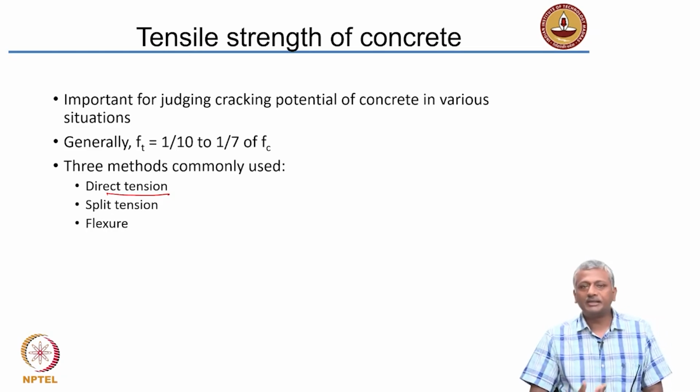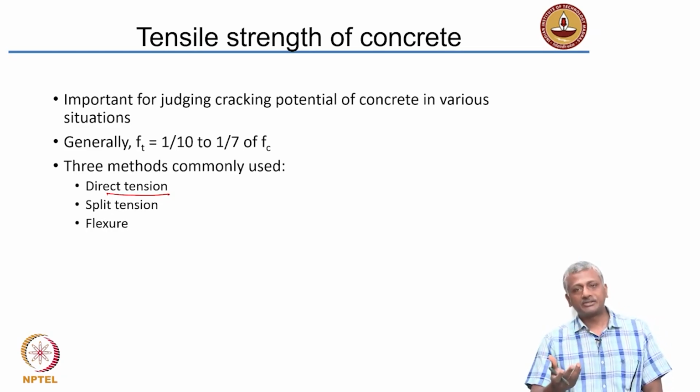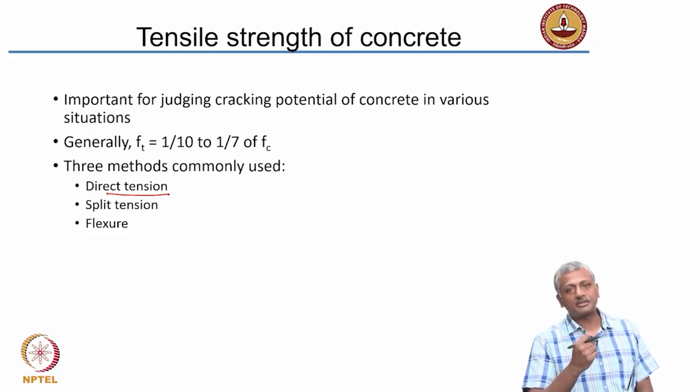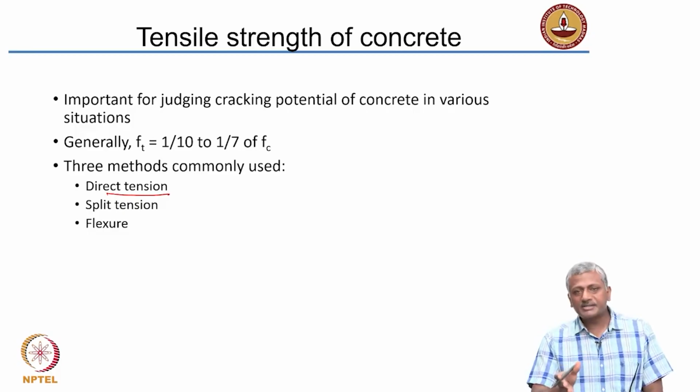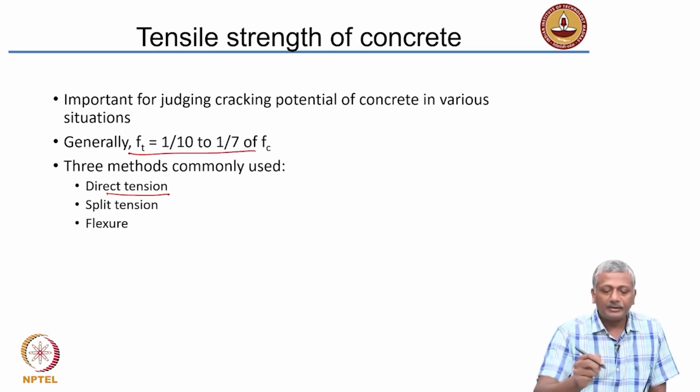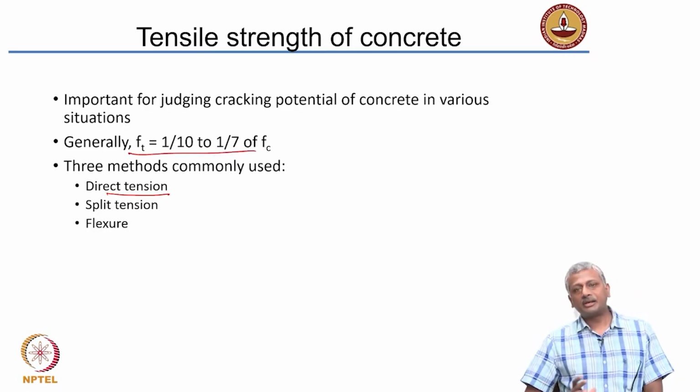Before that, usually in most engineering applications, even if tensile strength has been proposed as a criteria in the specification, in most cases people don't seem to bother by testing the tensile strength. They assume some sort of a relationship, and that relationship generally pegs the tensile strength anywhere between 1/10 to 1/7 of the compressive strength. Okay, tensile strength typically is about 1/10 to 1/7 of the compressive strength.